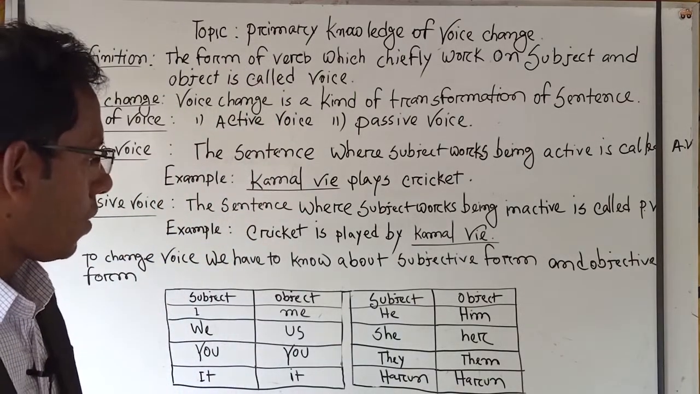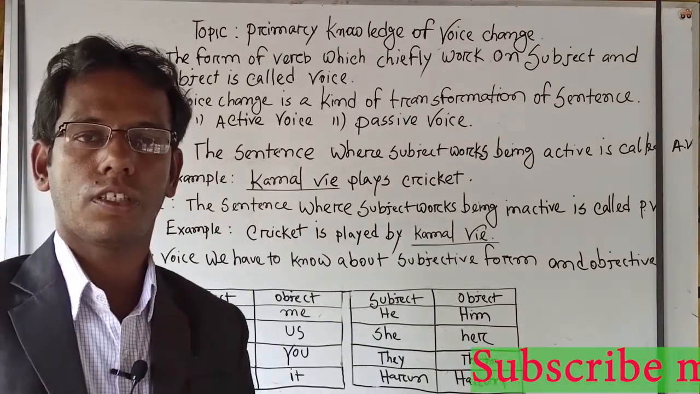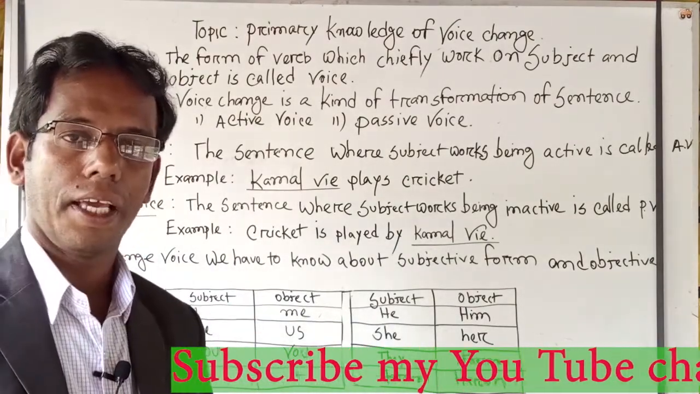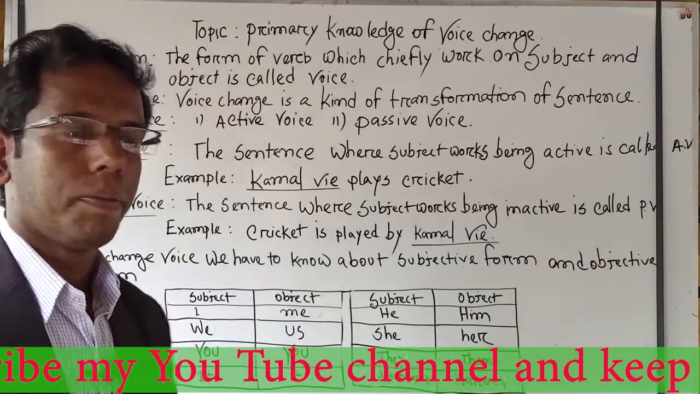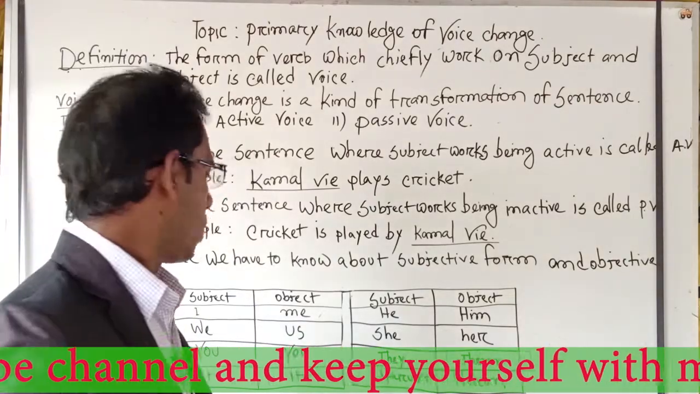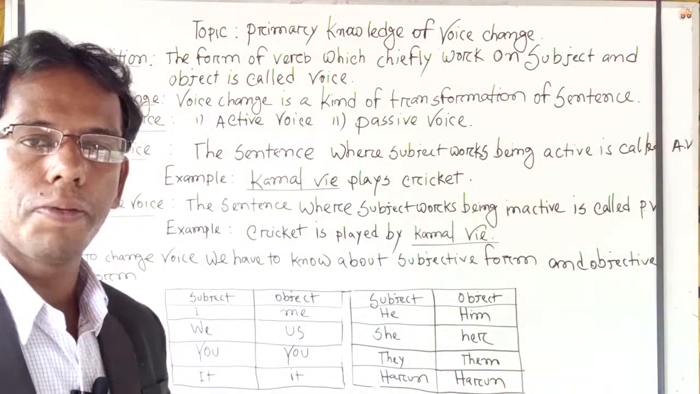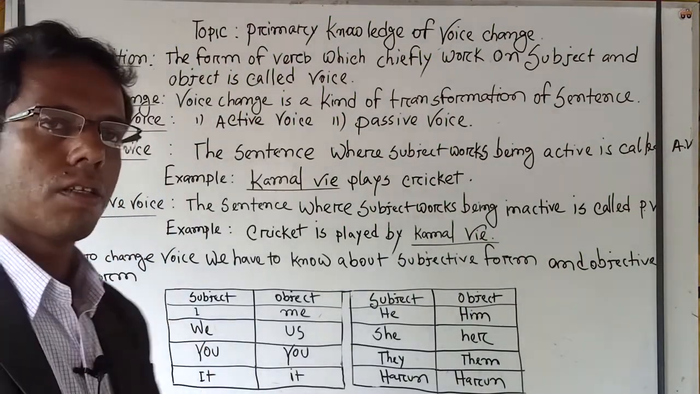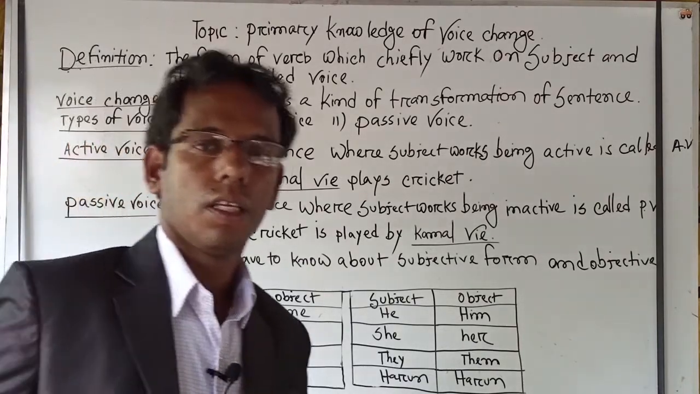Okay, I have written subject and object. If we find I as the subject in active voice, it will be used in passive voice as me. That means at the very beginning of the sentence we use I in active voice, but if we use it in passive voice as an object, we have to use me. Then similarly, there is we, and its objective form is us. So in active voice we will use we, and in passive voice we will use us.